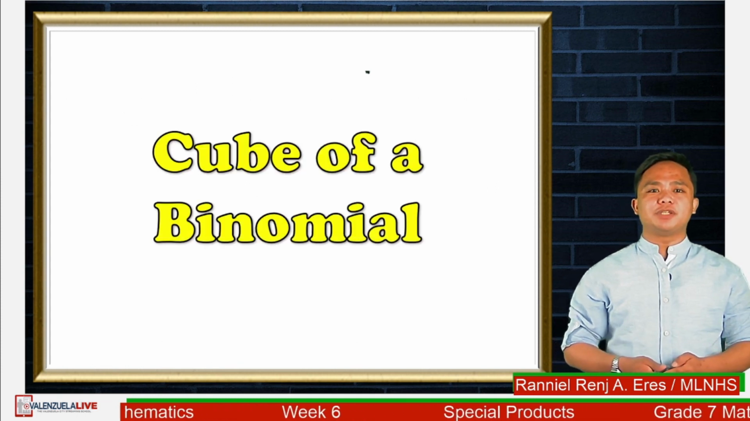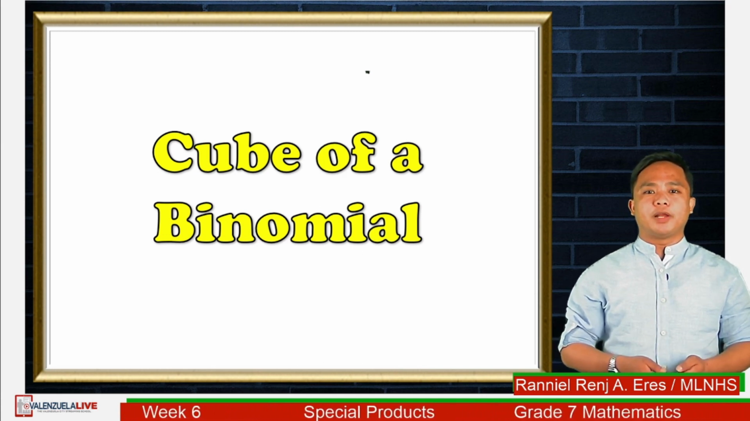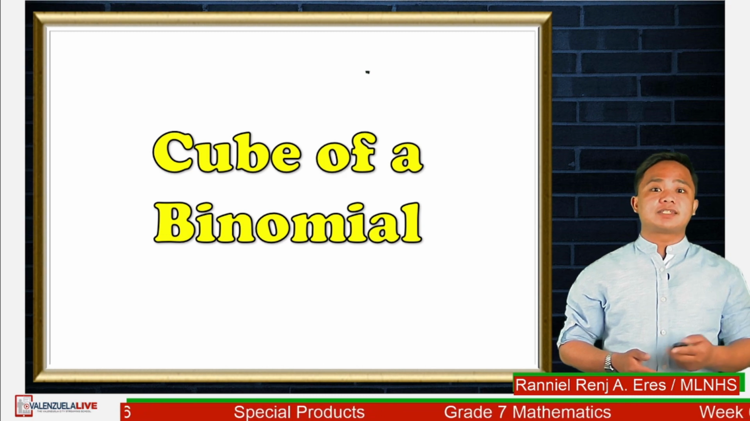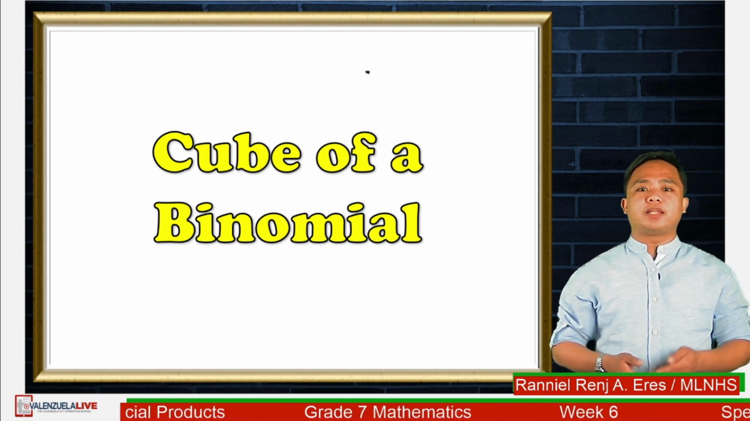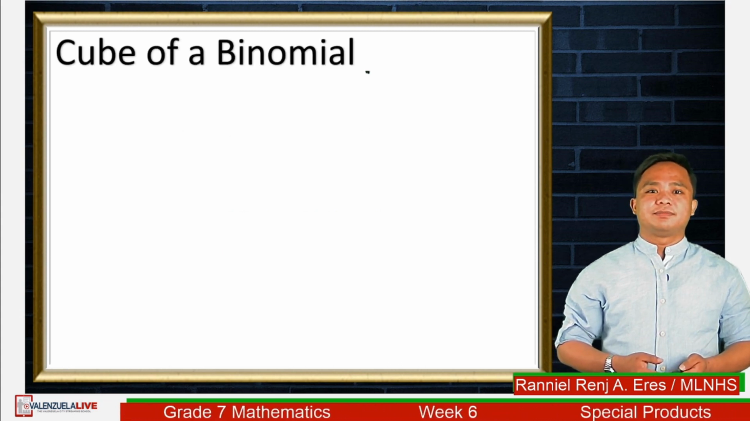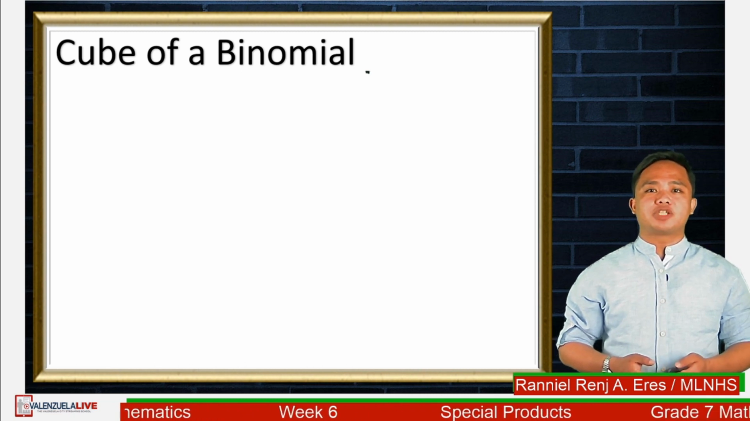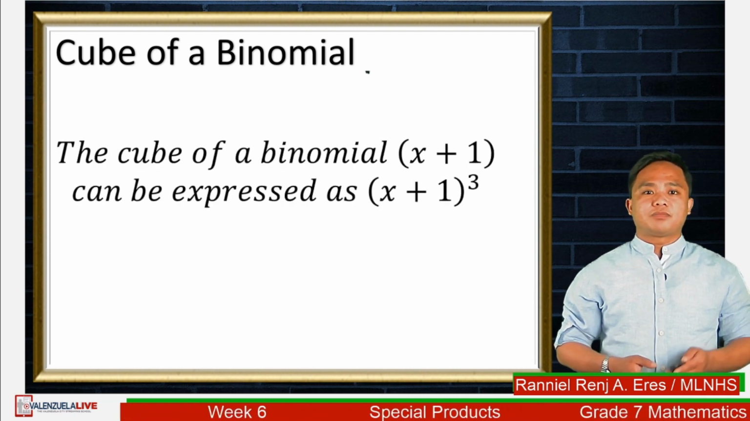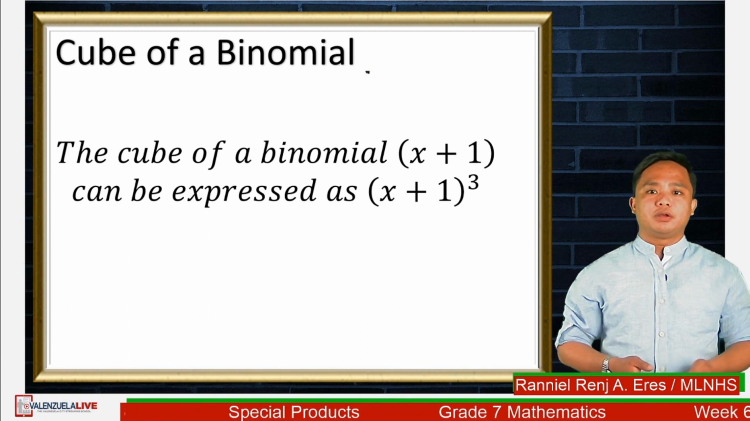Okay, now let's proceed to another special product, which is the cube of a binomial. We can say that it is the extension of the square of a binomial, but this time we will multiply the factor 3 times to itself. The cube of a binomial, or x plus 1, can be expressed as the quantity of x plus 1 cubed.